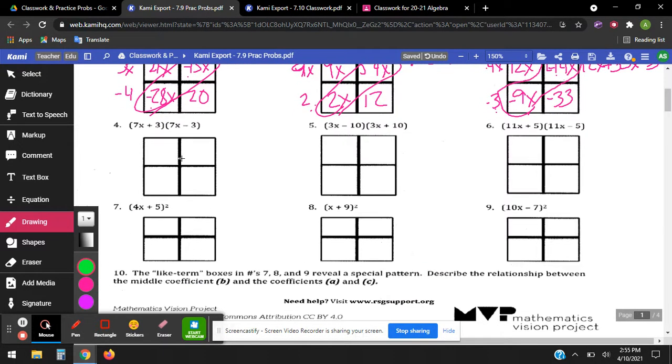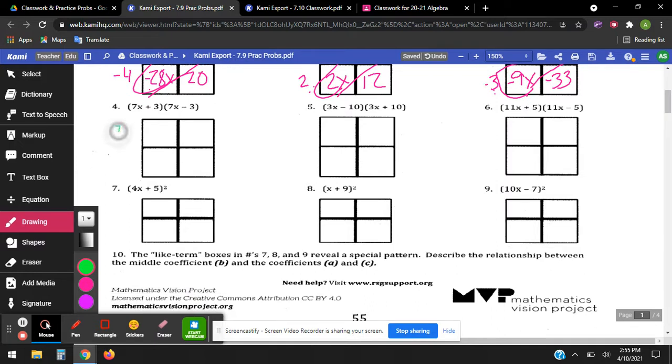Okay. Scroll up. We have 7x plus 3, 7x minus 3. So 7 times 7, 49x squared. 7 times 3 is 21x. 7 times negative 3 is negative 21x. Negative 3 times 3 is negative 9. Notice these are both 21, and 21 minus 21, those actually cancel. So I'm left with 49x squared minus 9.